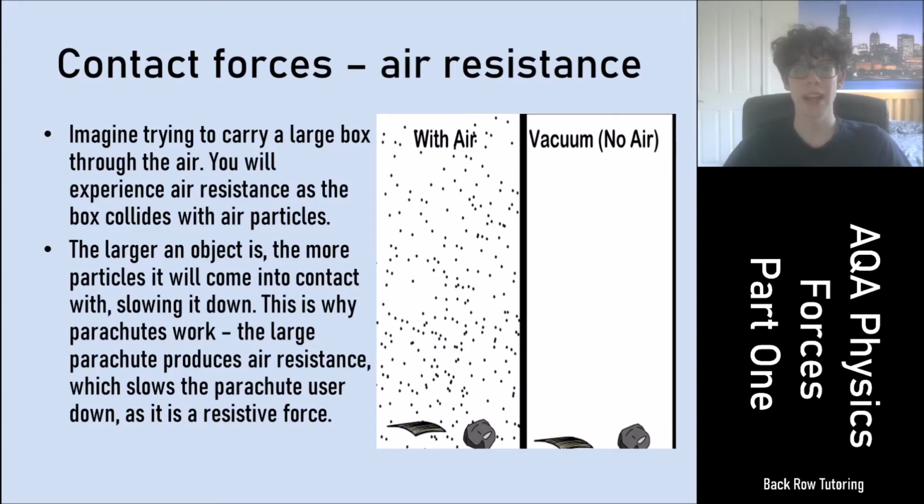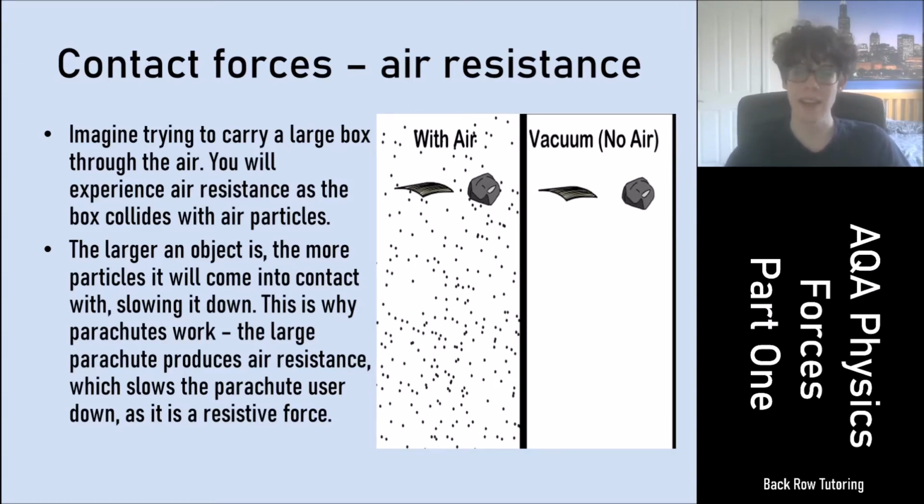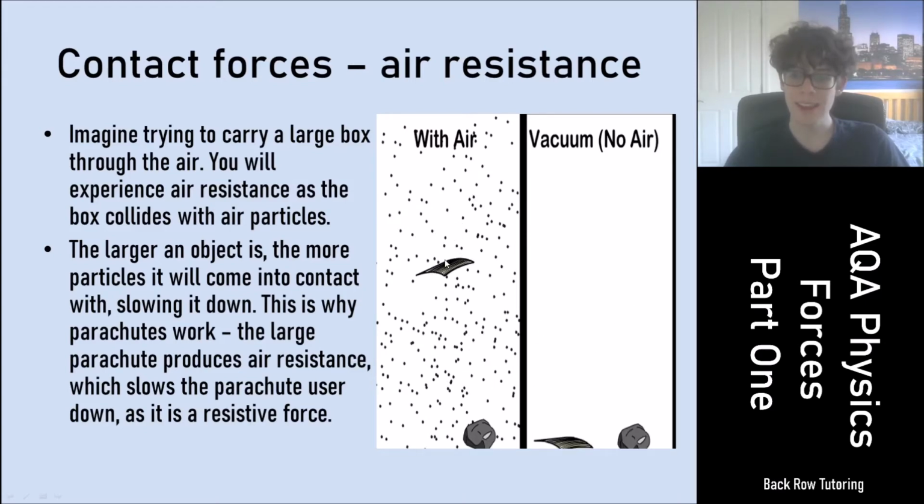So as the parachute collides with air particles, as you can see in this little example here of this piece of paper, as it collides with air particles in the air, it slows it down, and that force is air resistance.